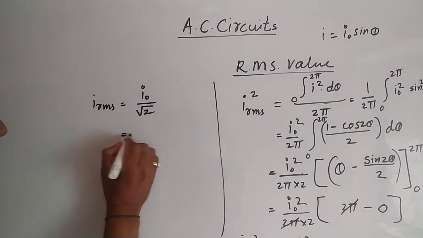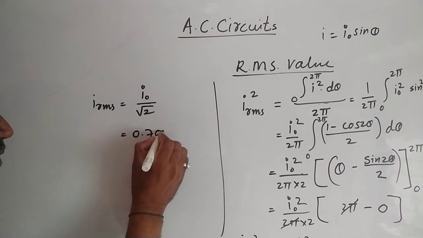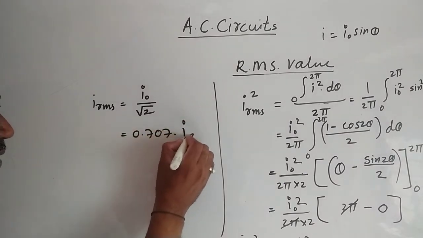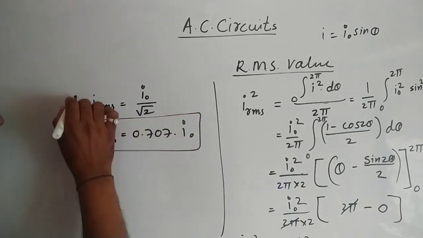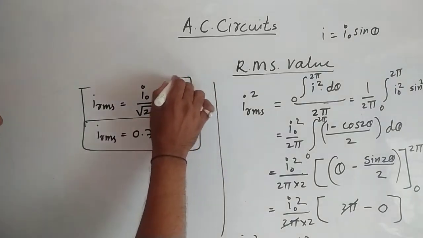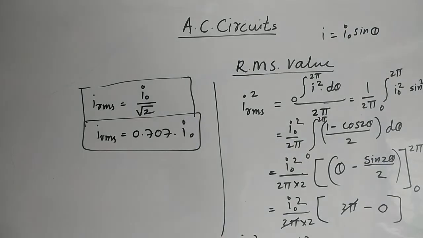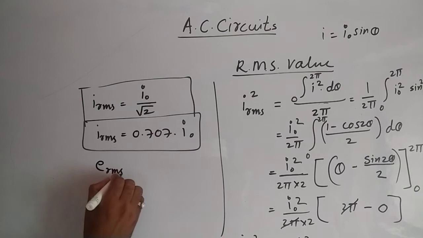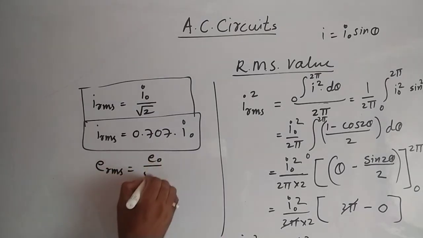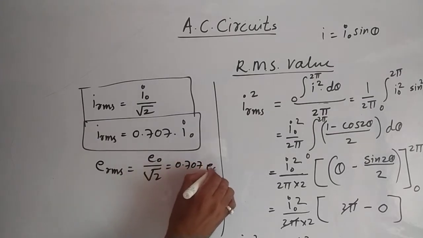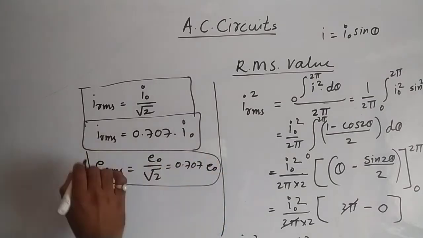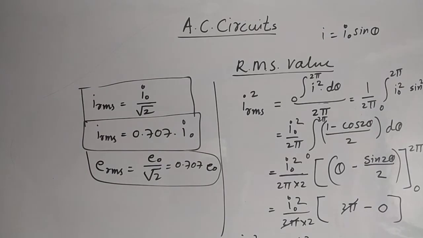So we can write this equal to 0.707 into I0, that is IRMS. So you should remember this equation. This will give the value of RMS current. Similarly, you can write ERMS equal to E0 by root 2 equal to 0.707 E0. So this is the formula for RMS current and RMS EMF that we have derived up till now.